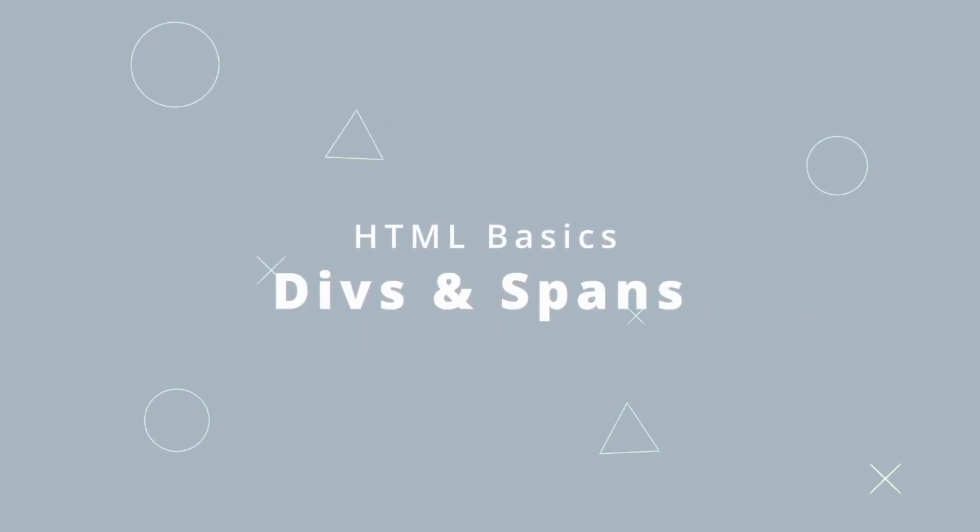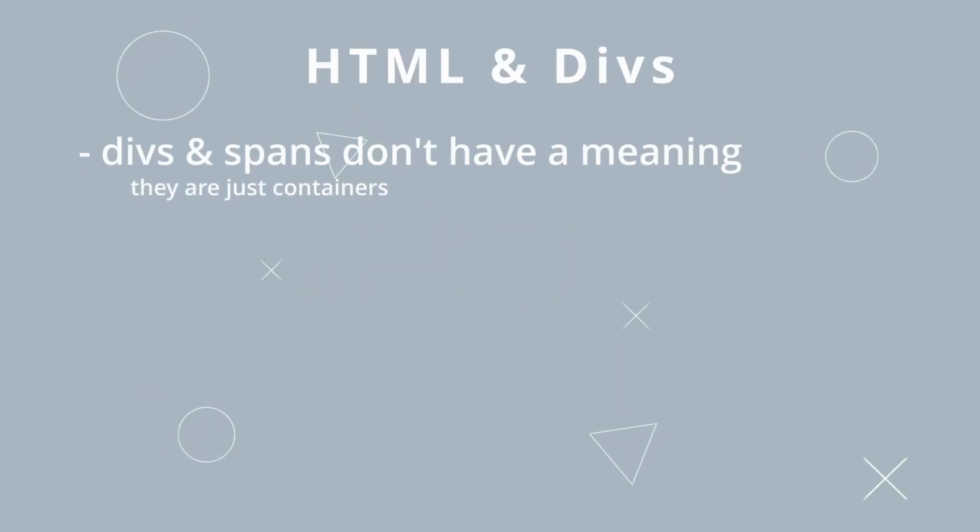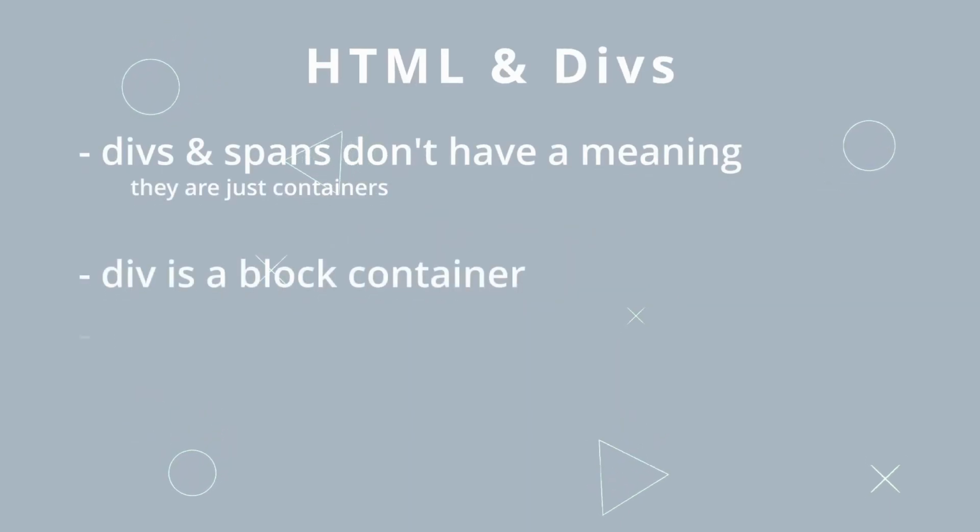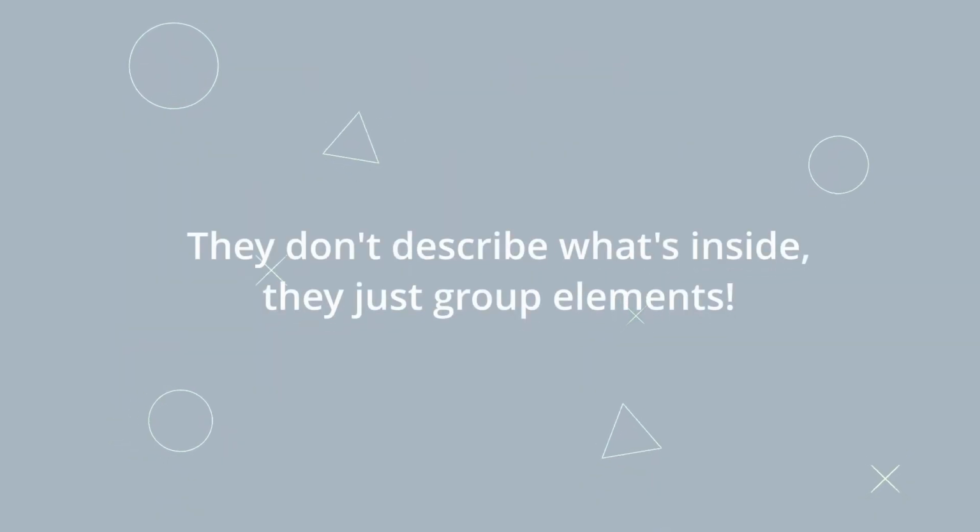Today we learn about divs and spans in HTML. Not every element in HTML has a meaning. Some are just containers. For example, div is a block level container and span is an inline container. They don't describe what's inside, they just group elements.